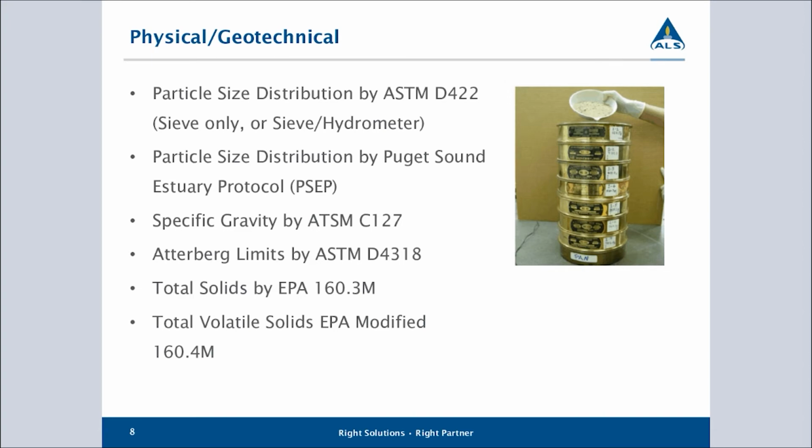Okay, so physical geotechnical tests, we support several of those. Kind of the most common requested ones are listed here. Many times particle size distribution tests are often customized to meet project requirements, but most of the time they follow ASTM methods or Puget Sound Estuary Protocol methods. Usually when there's modifications, it's a change in a sieve size, or maybe somebody wants to use hydrometer over pipette.